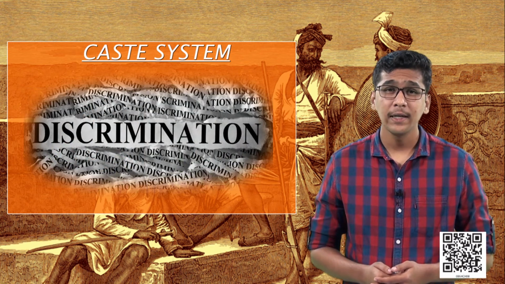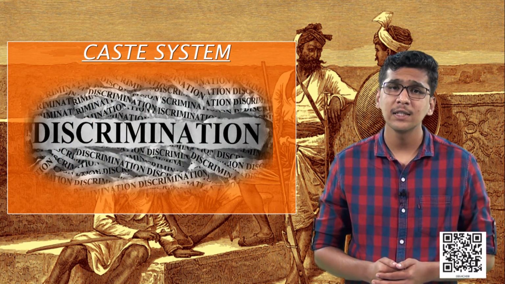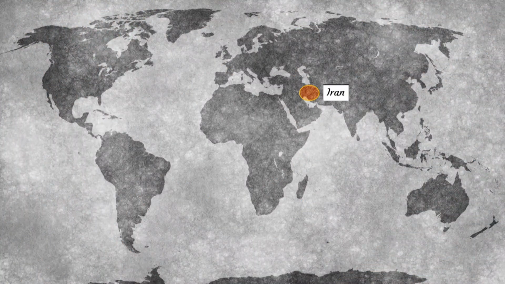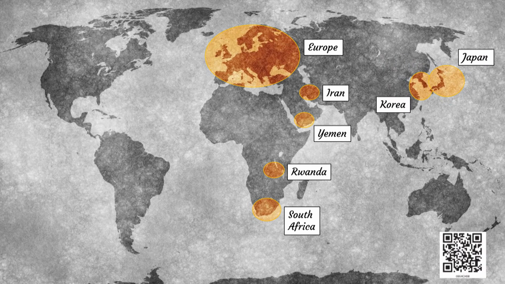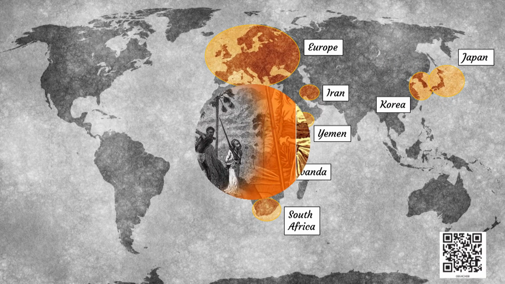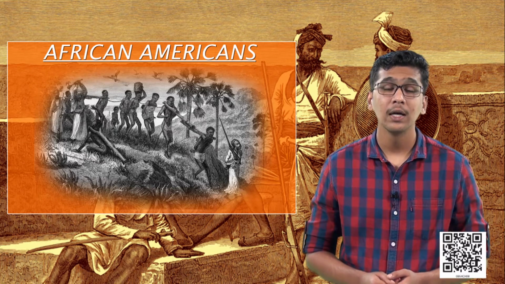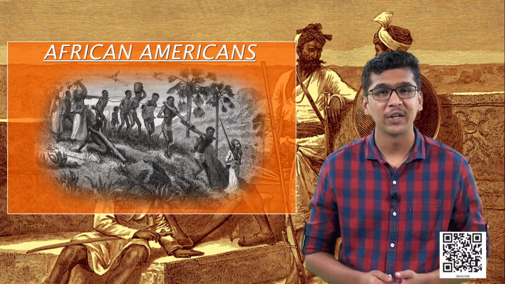Division of society into different castes existed at some point of time in different countries such as Iran, Yemen, South Africa, Rwanda, Europe, Japan and Korea. All these countries had to fight the evil of caste prejudices. Let us study one such social discrimination, that is of the African Americans.